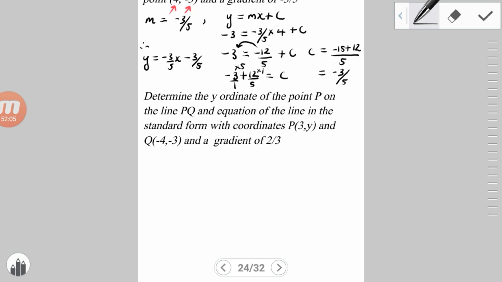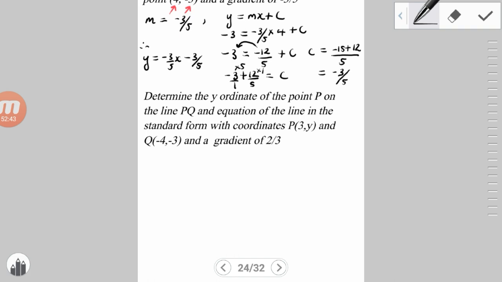All right, now here's a very interesting one. We are now looking at similar questions where we are finding the ordinate value in an equation. So here, determine the y-ordinate of the point P on the line PQ and the equation of the line in its standard form with coordinates, say here, we're looking for the y-ordinate, correct? So the standard form with coordinate values P(3, y) and Q(-4, -3) and a gradient of 2/3.